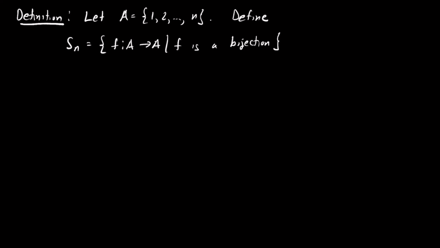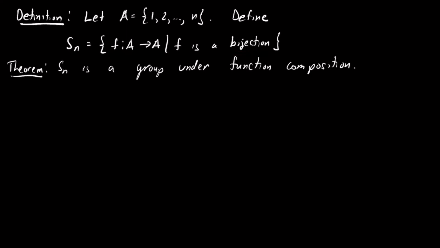So we'll let A be the set of elements 1 through n, and I'll define Sn to be all the functions from A to A, which are bijections. So these are all the permutations from A to A. And so the theorem we have is that the set Sn is a group under function composition. So let's prove this.